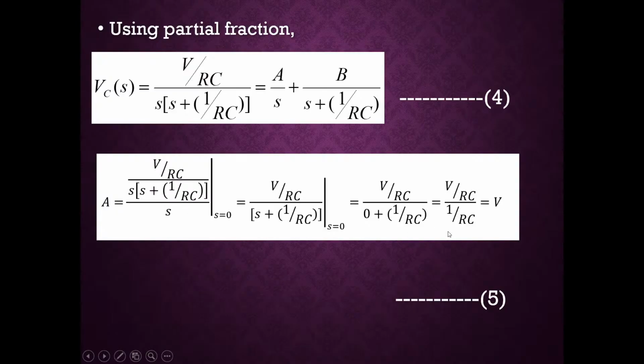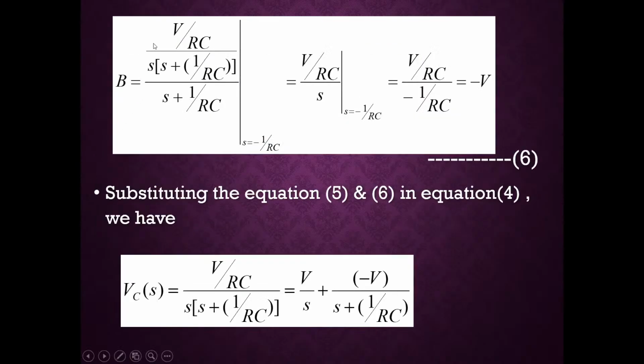Okay, whatever. So A value is V. I hope you might have written. Meanwhile, I was simply editing the equations. Similarly, we can determine the B value. So B is equal to V by Rc by S into S plus 1 by Rc, whole multiplied by S plus 1 by Rc. I equate the denominator of B to 0. You will get S equal to minus 1 by Rc.